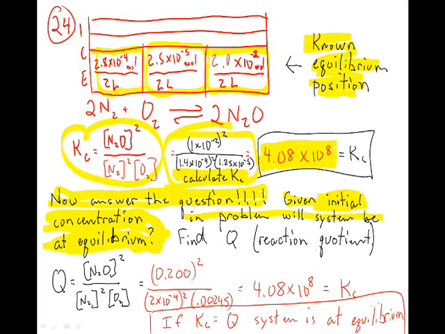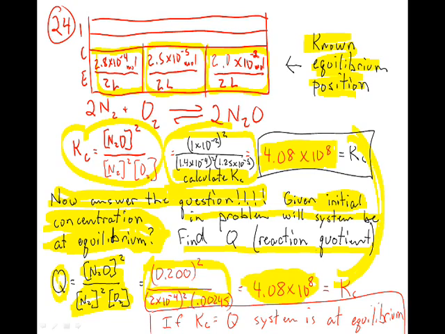Well, to answer that, we're going to find Q, the reaction quotient. Now Q, you see down here, has the same form as the equilibrium expression. You'll see they look exactly the same. We're just going to substitute in these initial concentrations that we were given and calculate Q. Well, Q came up to be 4.08 times 10 to the 8. Those things right here, they're the same. And if Kc and Q are equal, the system is at equilibrium.